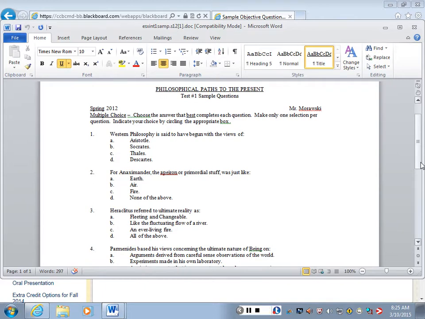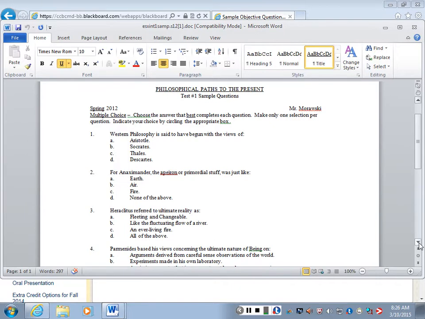Now you can write down the answers to these. I'll make these visible to you. So Heraclitus referred to ultimate reality as A, fleeting and changeable, B, like the fluctuating flow of a river, C, an everlasting fire, or D, all of the above. What would be the option there? Yeah, somebody said D, right? All 3 of these are ways that he referred to things.